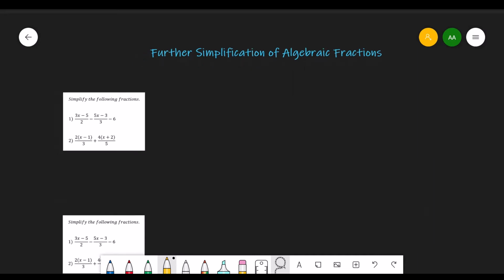We have number one, which is (3x minus 5) over 2 minus (5x minus 3) over 3 minus 6. This time we have three fractions that we need to add or subtract. So let us inspect how to do this question. Just a reminder, this 6 as a whole is 6 over 1. Between these three denominators, 2, 3, and 1, their lowest common denominator will be 6.